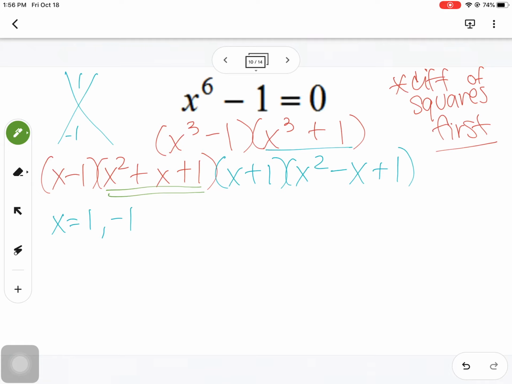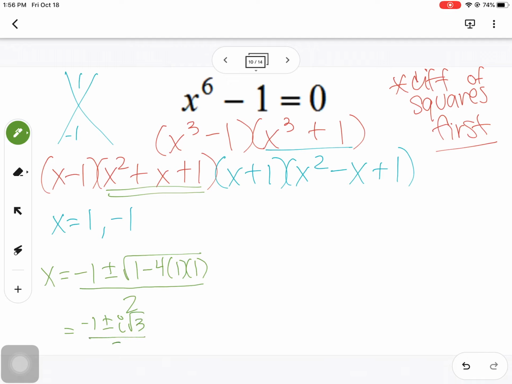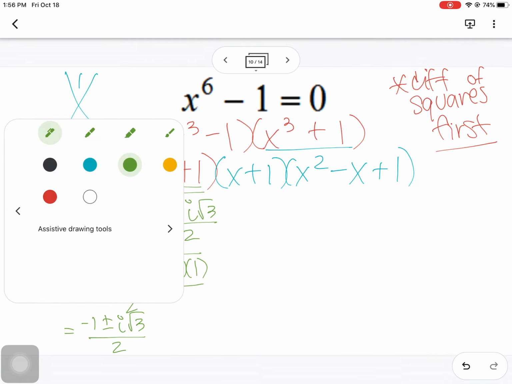So when I use the quadratic formula on this part, it's going to be x equals negative 1 plus or minus the square root of 1 minus 4 times 1 times 1 all over 2 times 1. When you do that, 1 minus 4 gives me negative 3, so it's really i root 3 over 2. Okay, and that can't break down anymore, I can't simplify it. That does give me two answers because of that plus or minus. And so that's another 2.